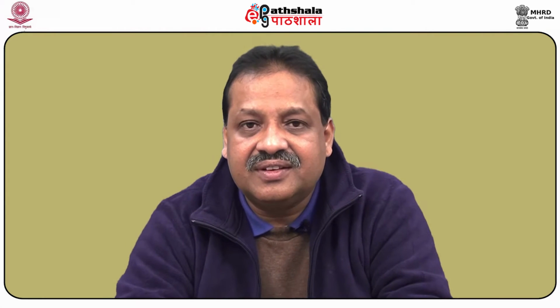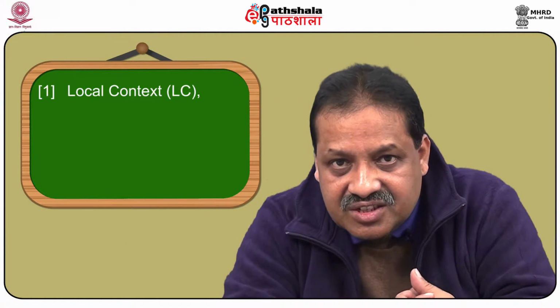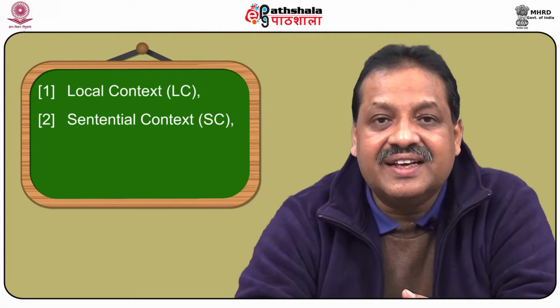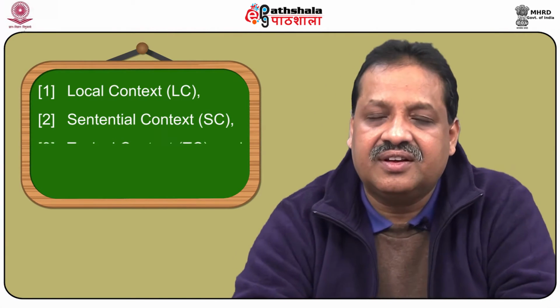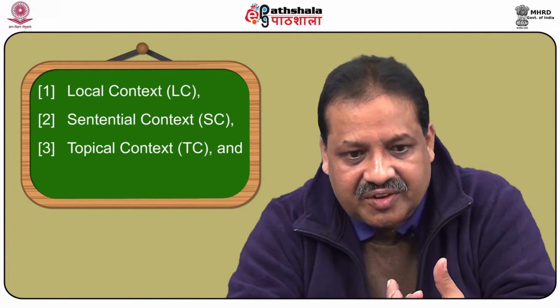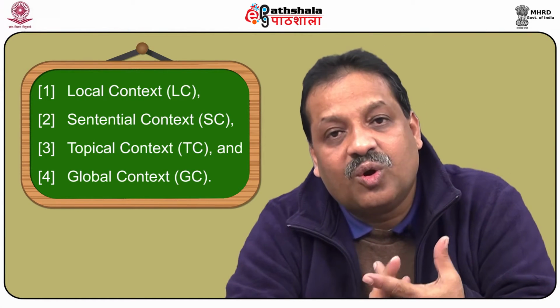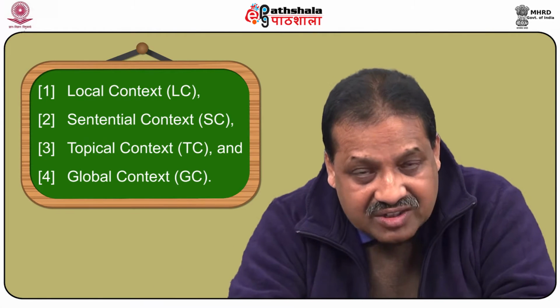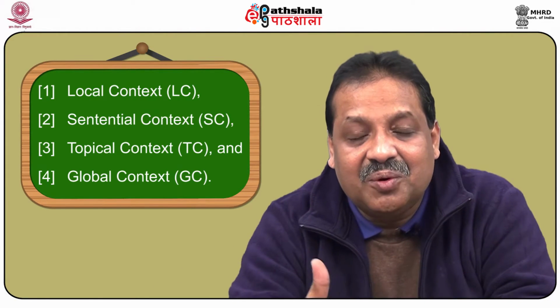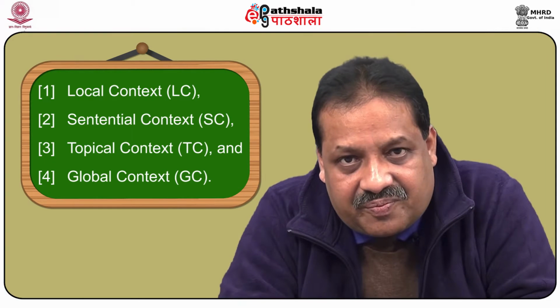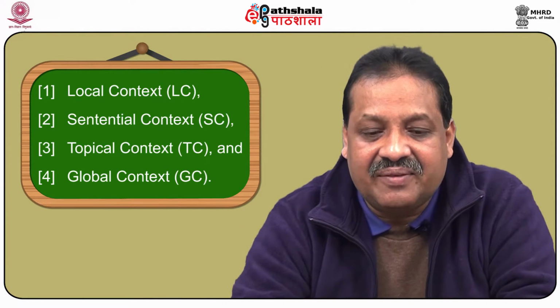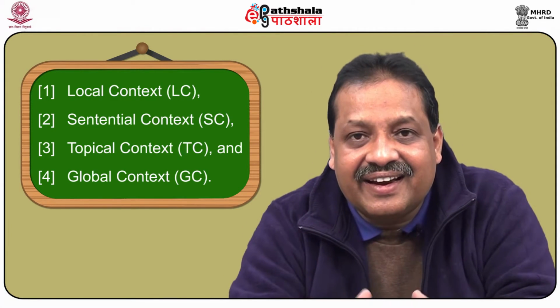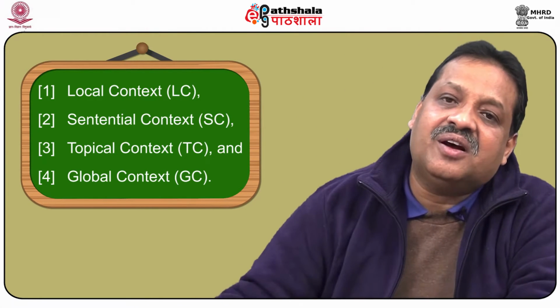Number one is local context. Number two, sentential context. Number three, topical context. And number four, global context. These are not four separate blocks; rather, they are four levels or layers which have a good conceptual hierarchical layering in understanding word meanings.